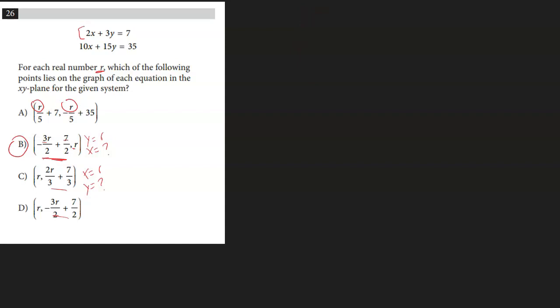So if we were going to do it this way, where we're going to plug in, if x equals r, then what is y? So if we take the same equation, 2x plus 3y equals 7, but instead of y equals r, we're doing x equals r, we do 2r plus 3y equals 7.